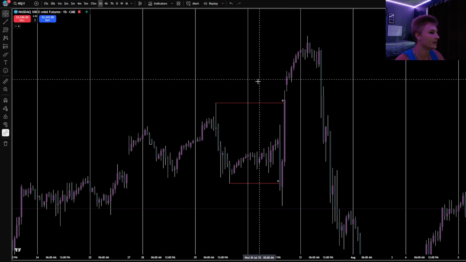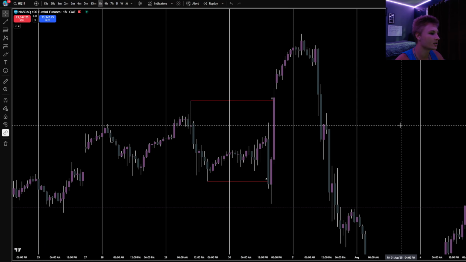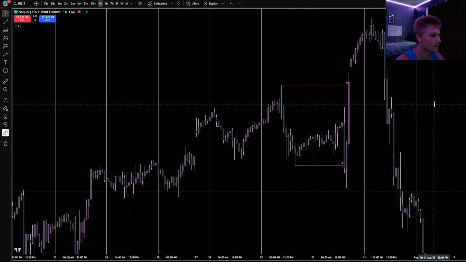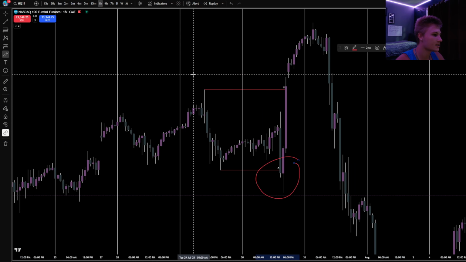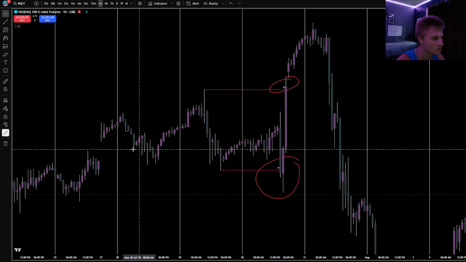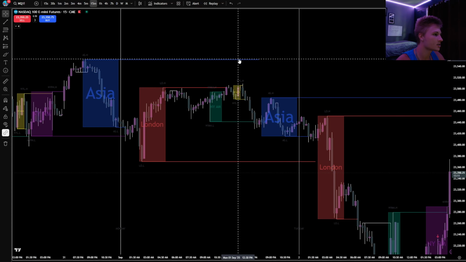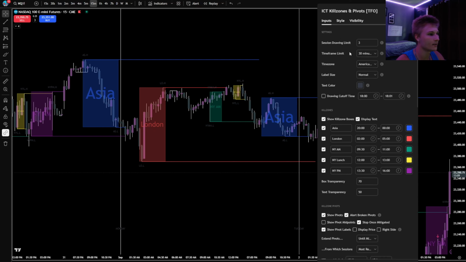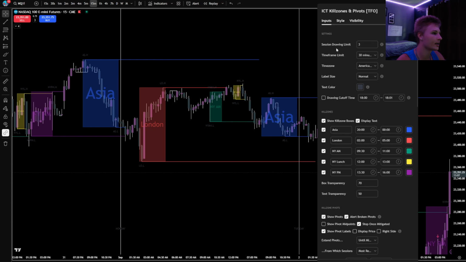Very simple. And this is something that can really help you with your narrative building, especially if you're struggling with your bias. So this is basically the same for session highs and lows. Let's actually take a look at that right now as well. Also for the session highs and lows, there's an indicator as well that I always recommend that you keep on, especially if you're trading AM session.